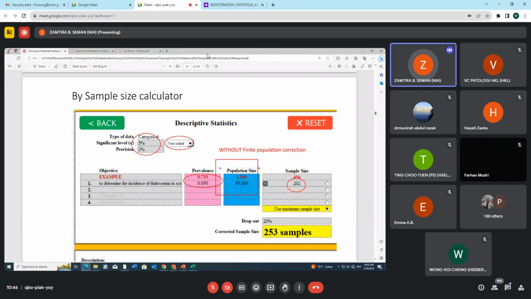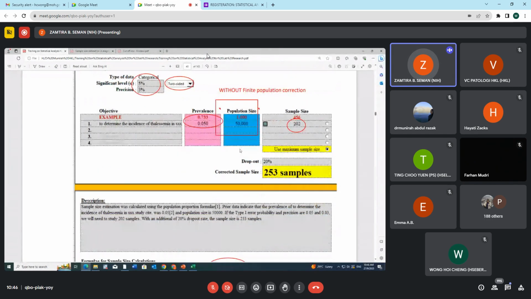If you change to one-sided, then this will change. This population size is very important, besides the prevalence. Population size here means that if our data is big, if our eligible population is big, then there is no problem. But if our population is actually limited and we do not enter it here, it will give a number larger than the population, which is not correct, which is wrong. It is impossible for us to achieve a sample beyond our population. That's why this population size needs to be careful.